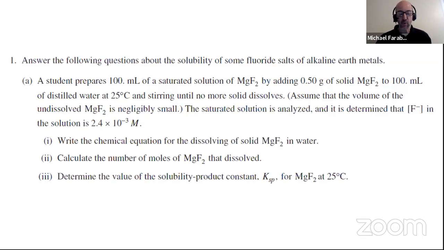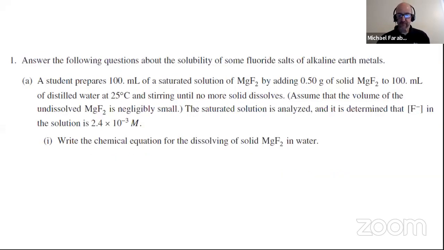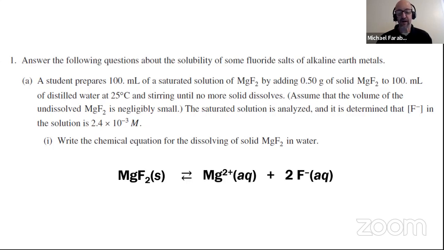All right, so Roman numeral 1 of this question: write the chemical equation for the dissolving of solid magnesium fluoride in water. So we have our solid magnesium fluoride, and it dissociates into magnesium ions and fluoride ions. So make sure that you balance your equation and that you include the charges on the ions. You don't necessarily have to include the phases of matter, in this case, S for solid and AQ for aqueous, but I just did that to be complete. Definitely make sure you have the correct symbols, charges, and that the equation is balanced.